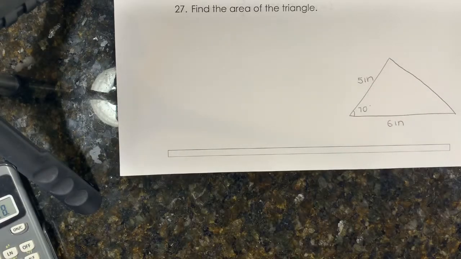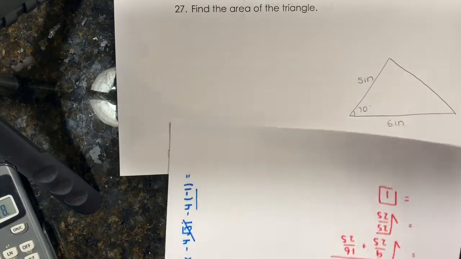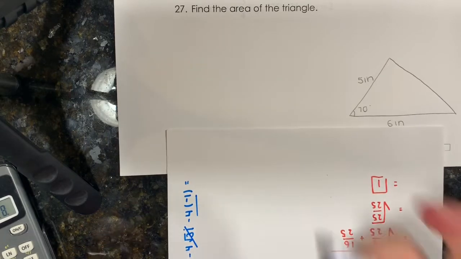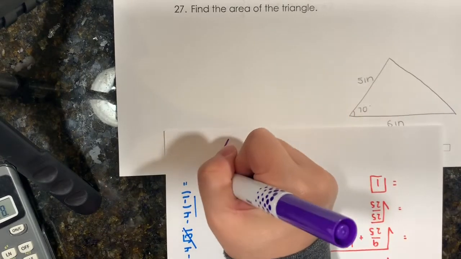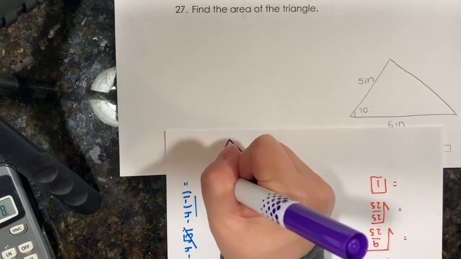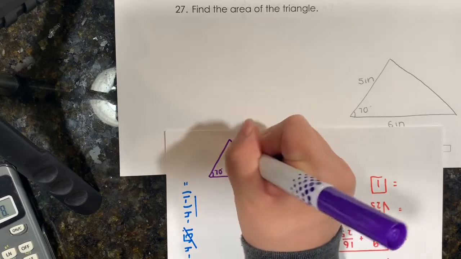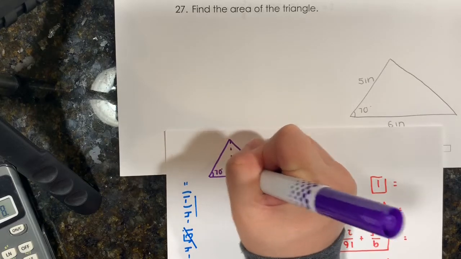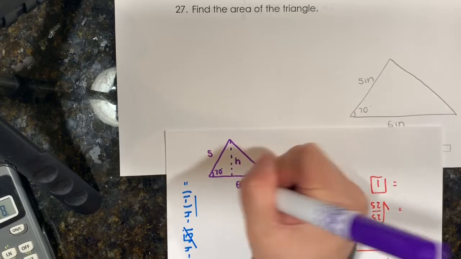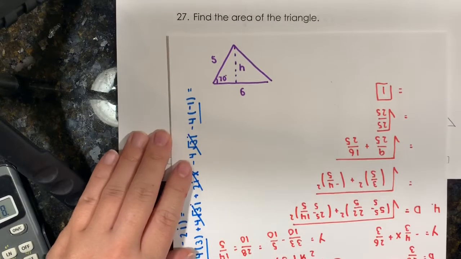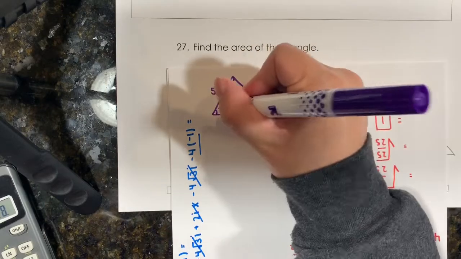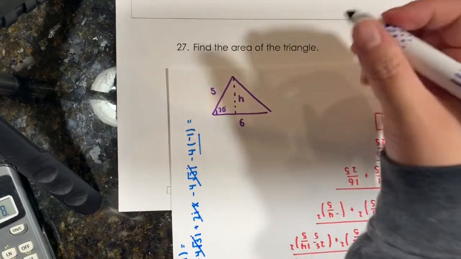Okay, now moving on to number 27. So I'm trying to find the area of a triangle. I'm going to just redraw this right here. So the angle is 70 degrees. We have to find the height, where the slant is 5, base is 6. Okay, so it looks like that. I'm going to use sine because opposite of 70 degrees is the height and the hypotenuse is 5.